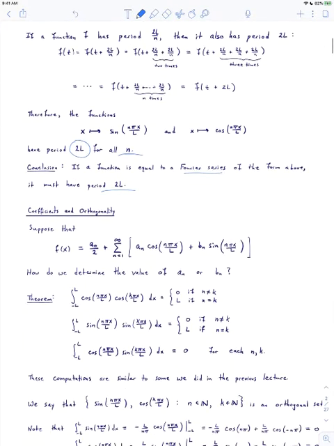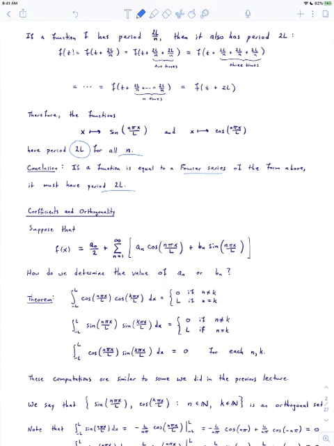So the next question is, how do we compute the coefficients in that Fourier series? Suppose that f is equal to that Fourier series that we wrote above, this one right here. A natural question is, how do we find the coefficients? Well, basically what we do is we use a certain property of sines and cosines known as orthogonality. And we've expressed that in terms of this theorem here.